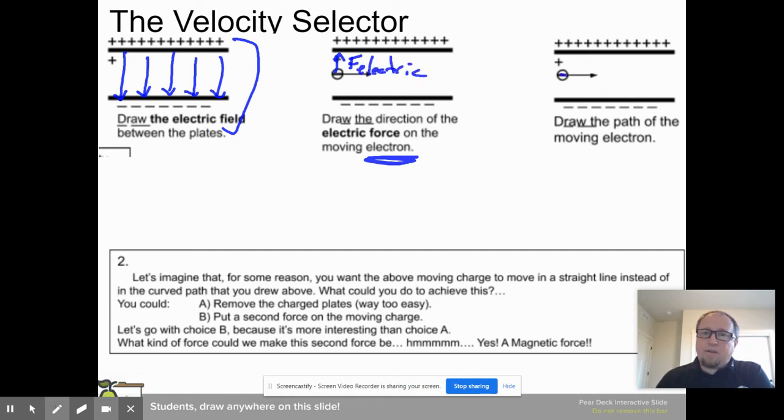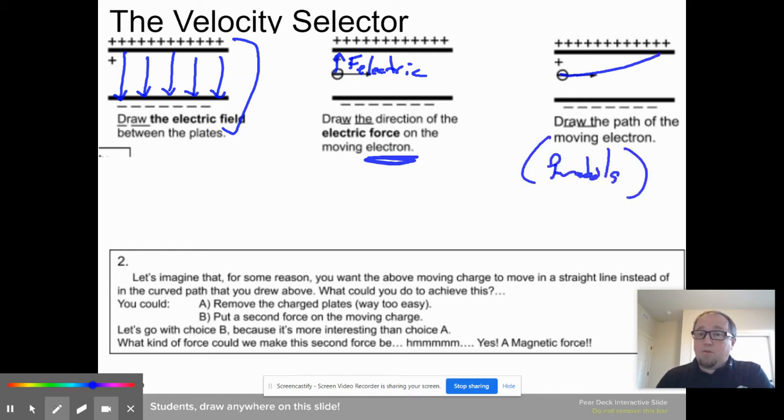Now, if that was the only thing that acted on it, it would go upwards like a parabola. It will not be a circle. It is not a magnetic force, but instead it'll be a parabola. So now, the question we have is, let's say you wanted to have it go in a straight line. Well, one option is just remove the plates. Why are they there? Okay, but the second is, could I put a second force on it? So the idea is, if it's getting pushed upwards, what if I pushed it downwards with something? Well, gravity's not going to be strong enough for small charges. So instead, we're going to use a magnetic force pointed downwards. How we do that is kind of the guts of today. So we're going to be looking at that.